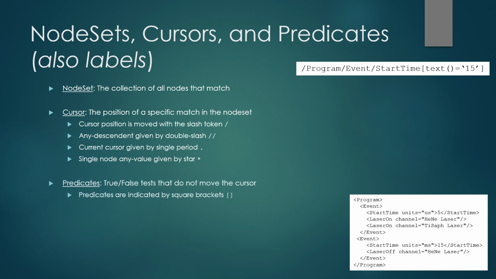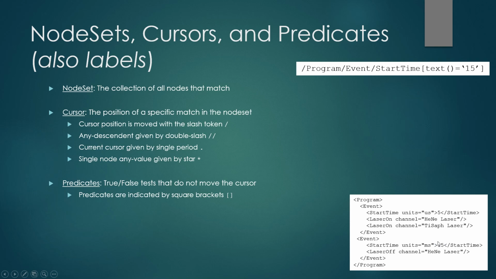A cursor is also, again, called the axis. Predicates are what's inside of the square brackets, and they are true-false statements. Now, they do not move the cursor. They're a way of looking ahead without moving into the directory, to stretch the analogy a little bit. And they're used to find matching conditions, just like we did here. We had two different start times, and then we picked a specific one, but we didn't get into the 15. We stayed at the start time, but we looked inside of it without going into it.